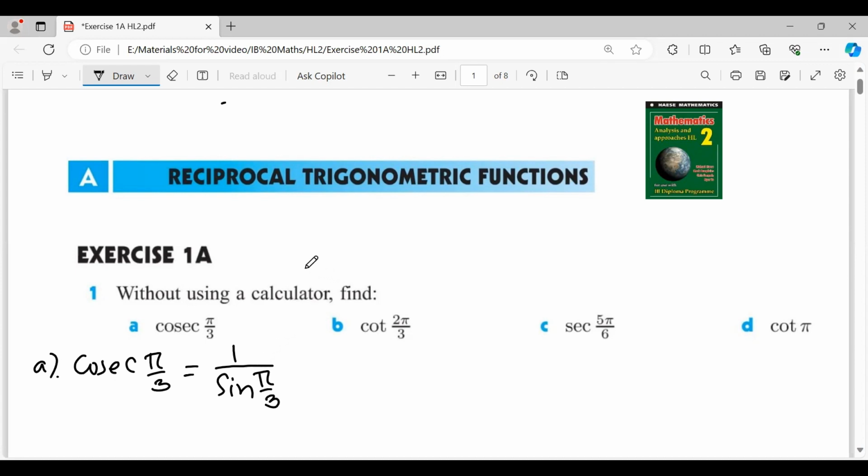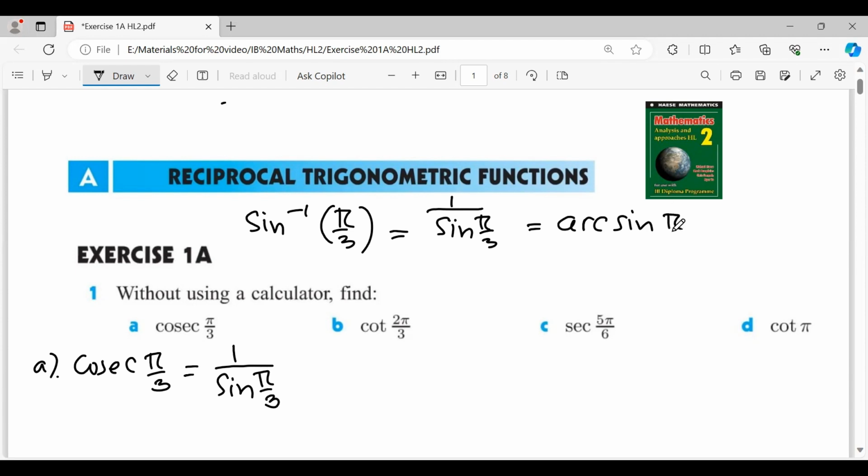1 over sine pi third as well, you can write like this: sine power -1 pi third. Okay, this expression is the same as 1 over sine pi third, or the same as arc sine pi third. Arc sine means inverse of sine. Okay, right.